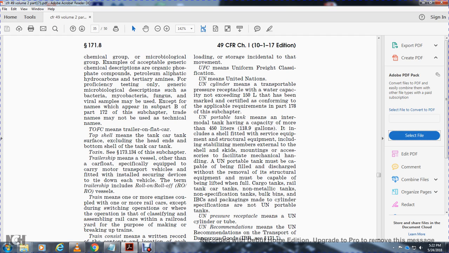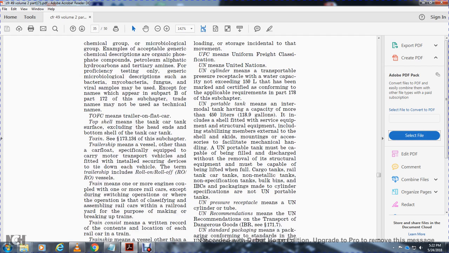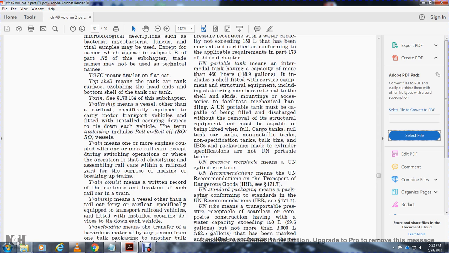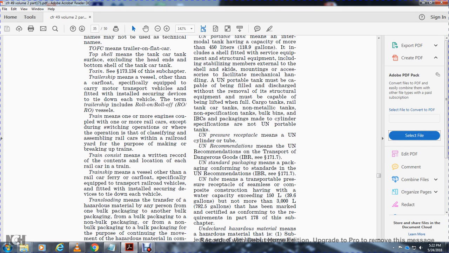UN pressure receptacle means a UN cylinder or tube. The UN recommendations are the recommendations for the transportation of dangerous goods. UN standard packaging means packaging that conforms with the standards within the UN recommendations. UN 2 means a transportation receptacle that is seamless or of composite construction, having a water capacity of 39.6 gallons but not exceeding 792.5 gallons. It has been marked and certified to conform with the requirements of Part 178 of this subchapter.